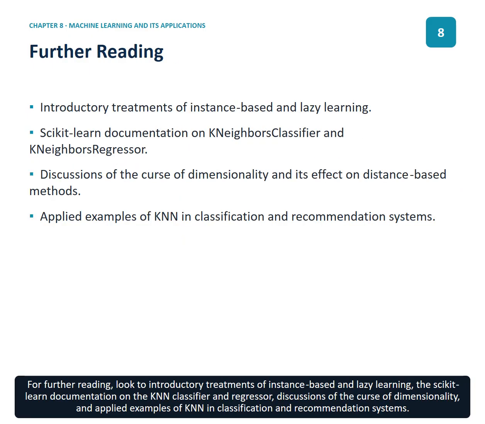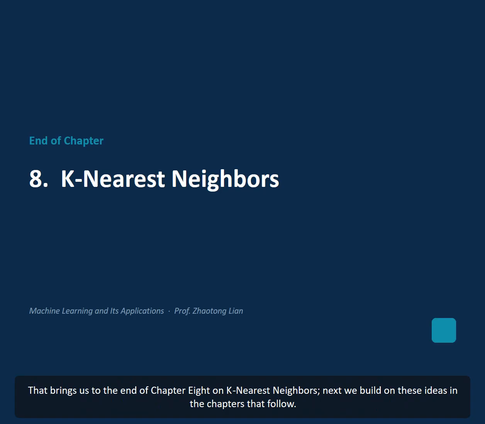For further reading, look to introductory treatments of instance-based and lazy learning, the scikit-learn documentation on the KNN classifier and regressor, discussions of the curse of dimensionality, and applied examples of KNN in classification and recommendation systems. That brings us to the end of Chapter 8 on K-nearest neighbors. Next, we build on these ideas in the chapters that follow.